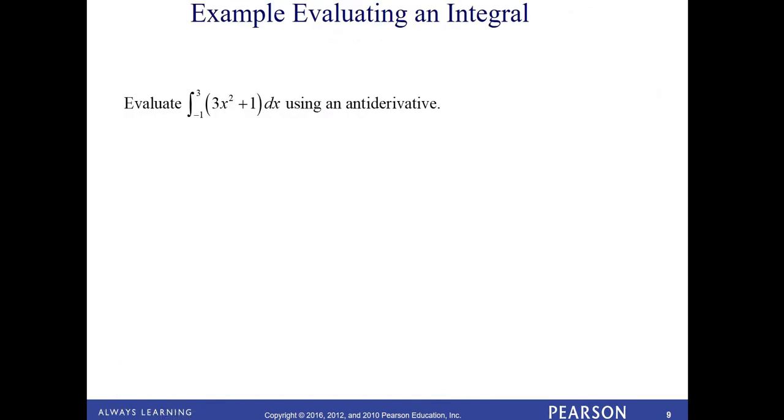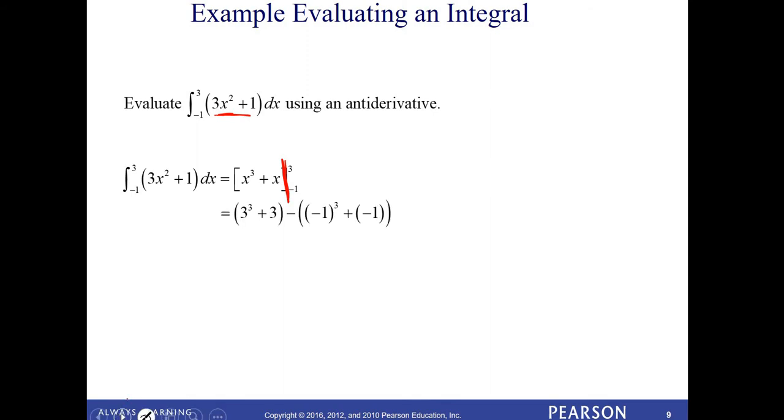So let's do an example of this. The first thing I want you to think about is, can we find the antiderivative of this? So find the antiderivative. The antiderivative is x cubed plus 3. We are going to evaluate this from -1 to 3.